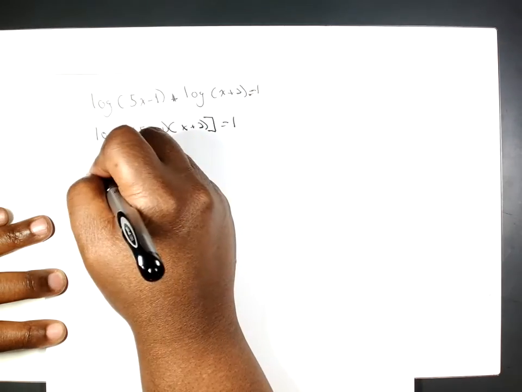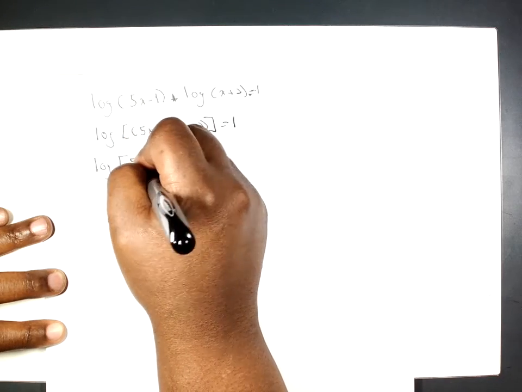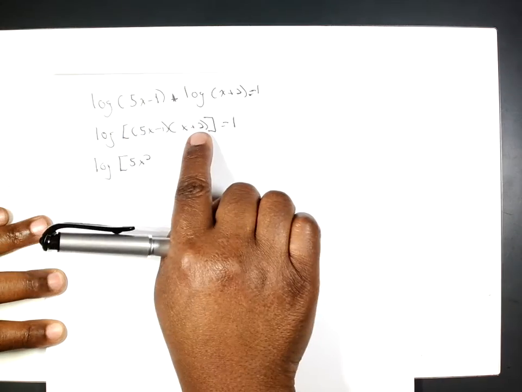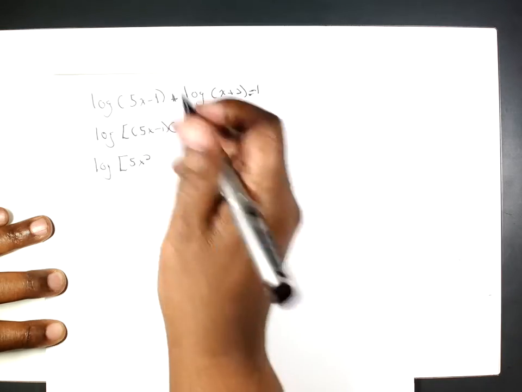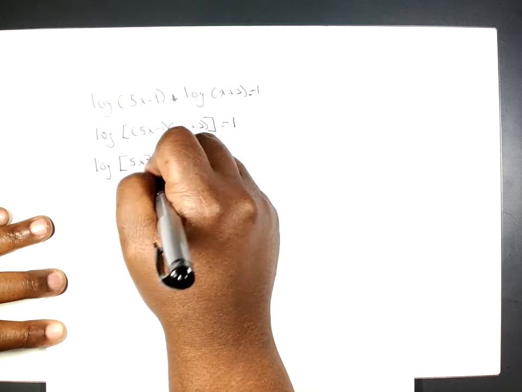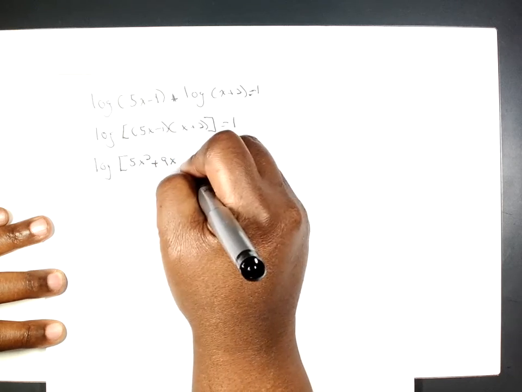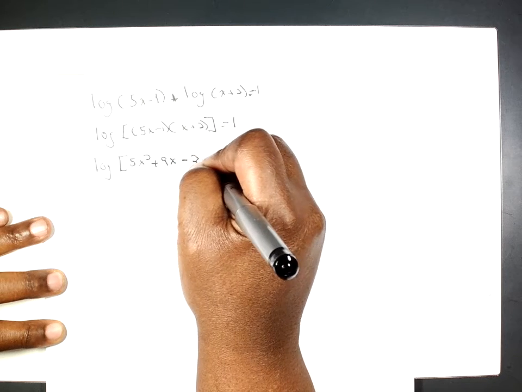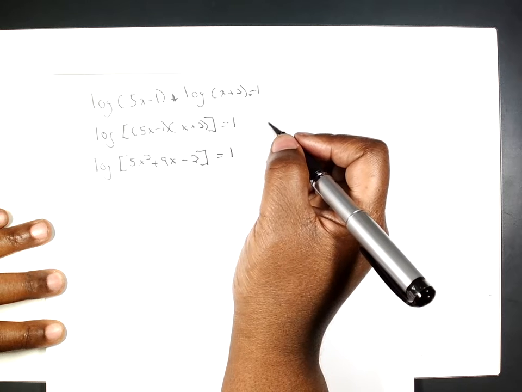So I have to FOIL that out. 5x times x gives me 5x squared. 5x times 2 is 10x. Negative 1 times x is a negative 1x. So 10x minus 1x gives me 9x. And negative 1 times 2 gives me a negative 2. So I have 5x squared + 9x - 2 = 1.